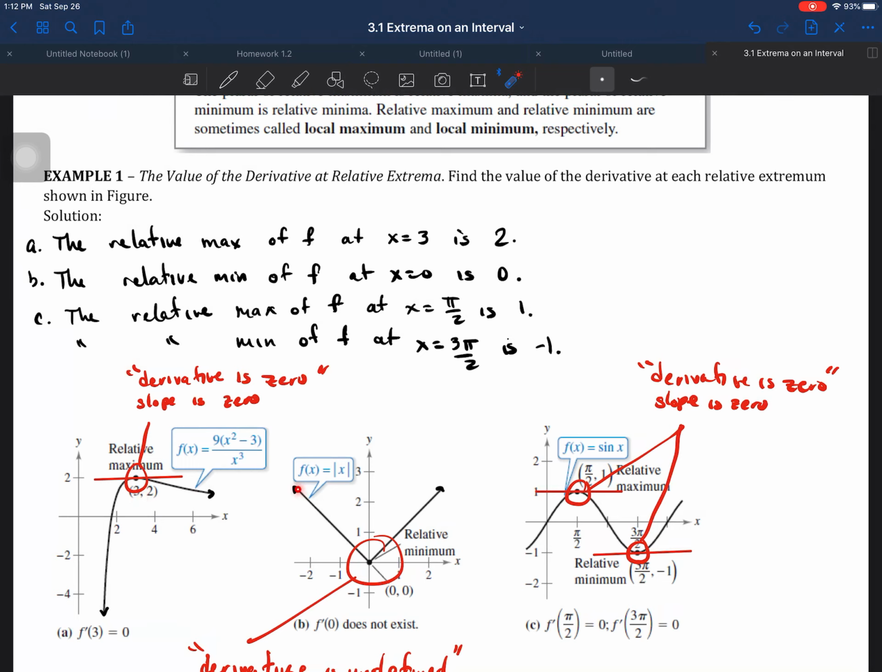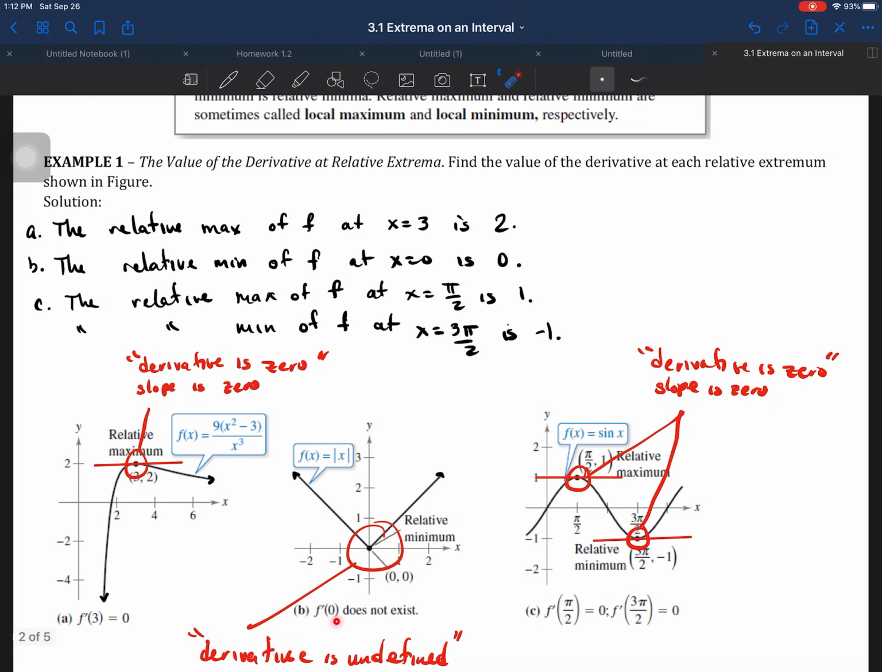What about this one? Here we see a sharp corner, right? We can identify the sharp corner, and this will be a relative min because that's the lowest point in its immediate surrounding. In this case, the derivative does not exist there. The derivative here is 0. Here we have both a relative max and a relative min. Here's a hill, here's a valley, and we can see that in both cases the derivative is 0.